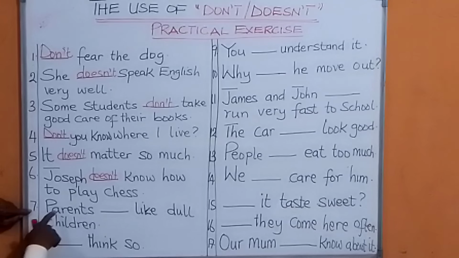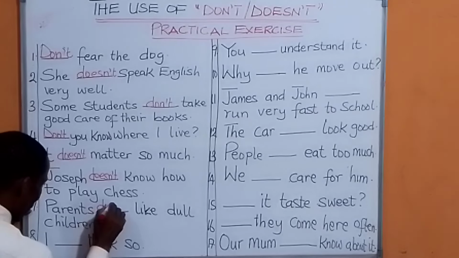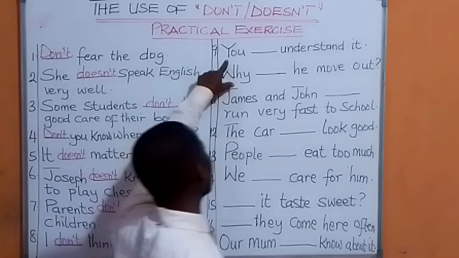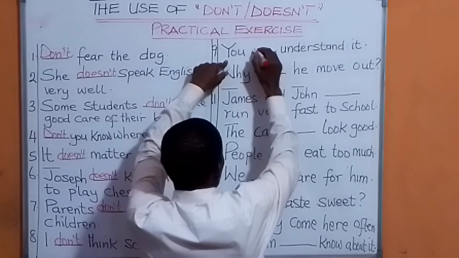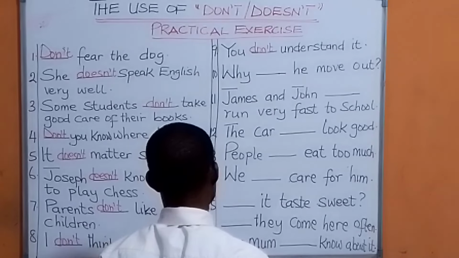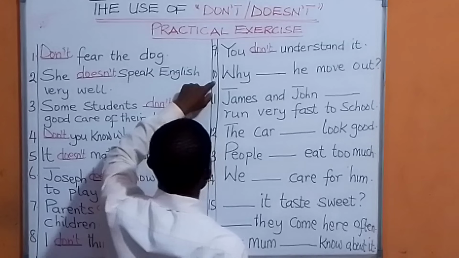Number seven, parents, many, they are plural here. Parents don't like dull children. Number eight, I. Remember, I and you will always go with don't. So, I don't think so. Look at number nine, you. Remember the same rule. You don't understand it.